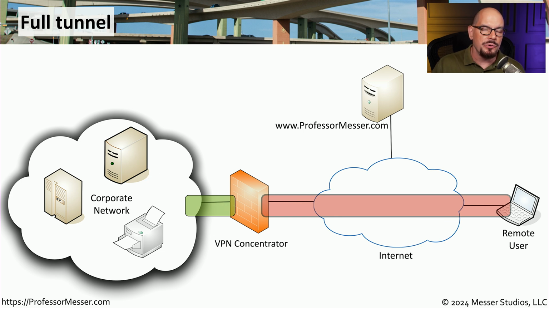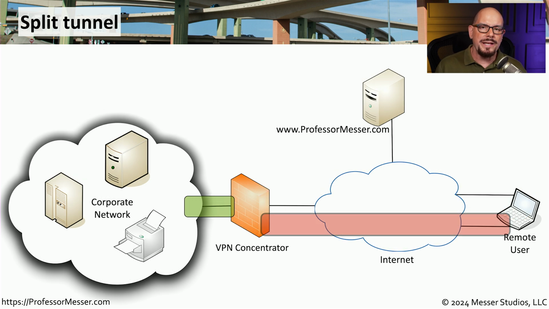But if traffic needs to go to ProfessorMesser.com, that traffic still needs to traverse that VPN tunnel. It is decrypted at the concentrator, just like all of the other VPN traffic, but then is redirected to the internet and to the external web server. Any communication back to the client would then need to go back to the concentrator and then be sent back through that VPN tunnel. With a split tunnel, we can avoid that additional routing that occurs when you're talking to a third-party website.